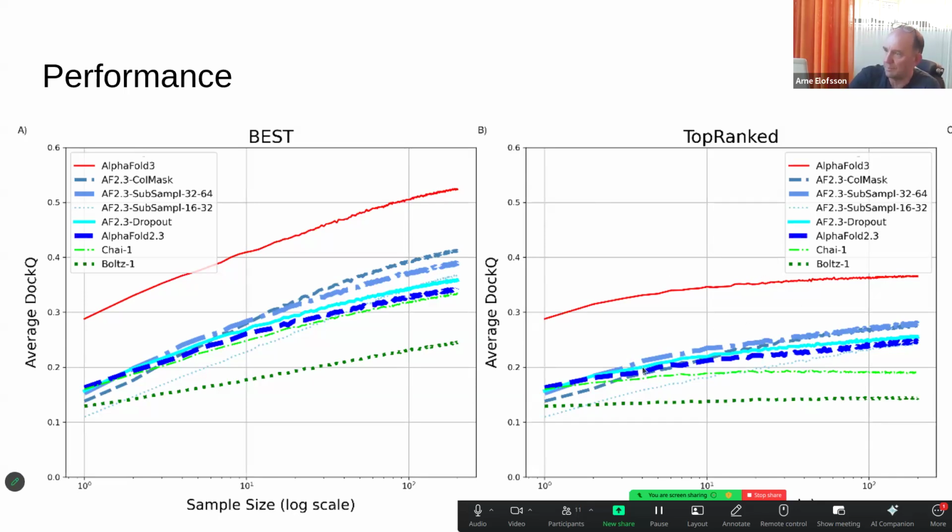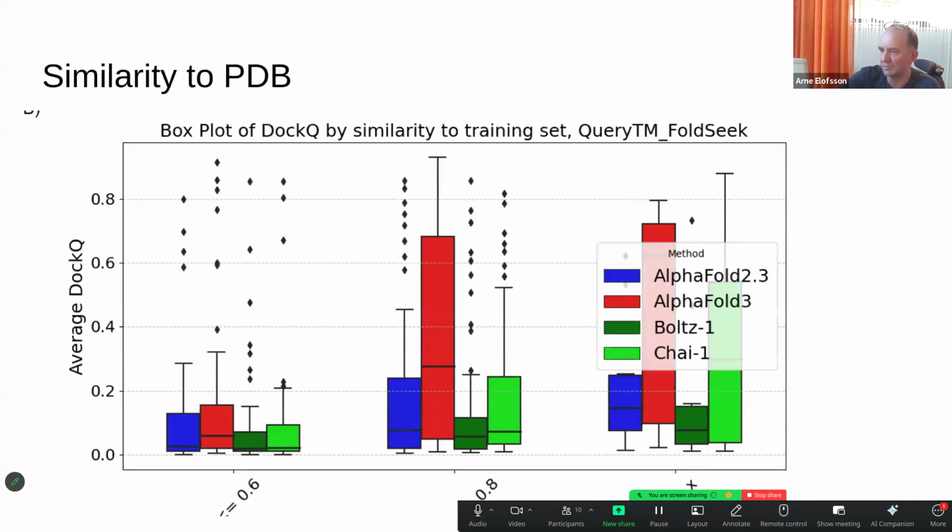But still, AlphaFold3 is better than other methods, but all the methods behave more or less similarly. Maybe Boltz is even flatter than the others. So that's one problem we have with antibody-antigen. We can generate good models, but we don't know which one it is.